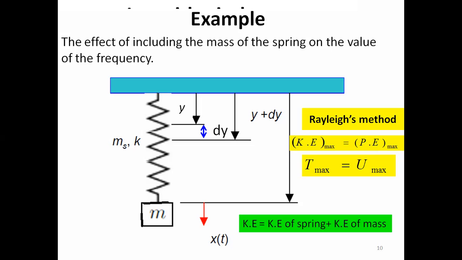The next topic that we would be discussing is a very important topic, and that topic is the effect of including the mass of the spring on the value of the natural frequency. Actually, when we are doing modeling, we are making a number of assumptions, but valid assumptions. If you are making valid assumptions, then the error in your modeling would be less.